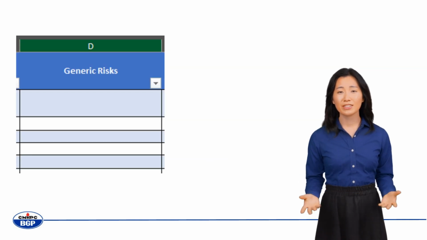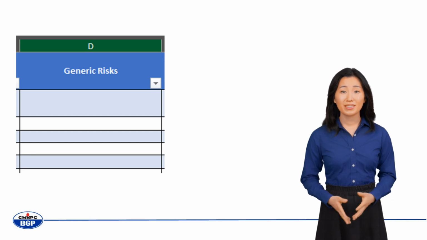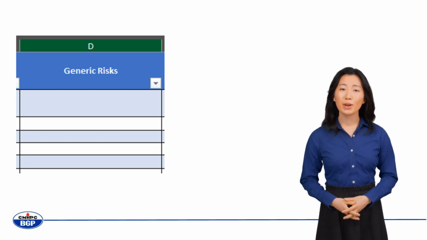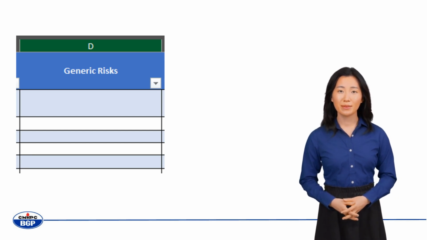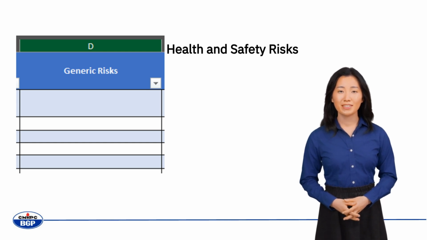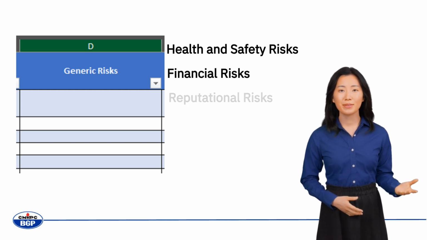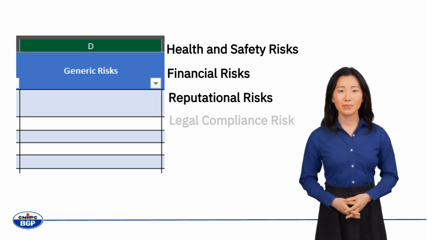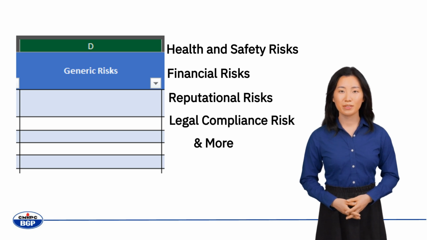The next stage is for the VMT to go through the list of vendor types and list all the risks associated with that type of vendor. Remember, we are not only talking about health and safety risks. We also need to consider financial risks, reputational risks, legal compliance risk, and more.